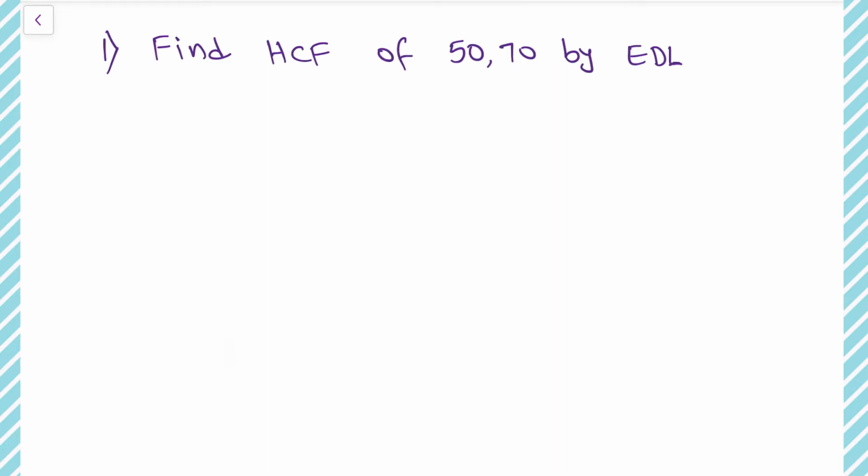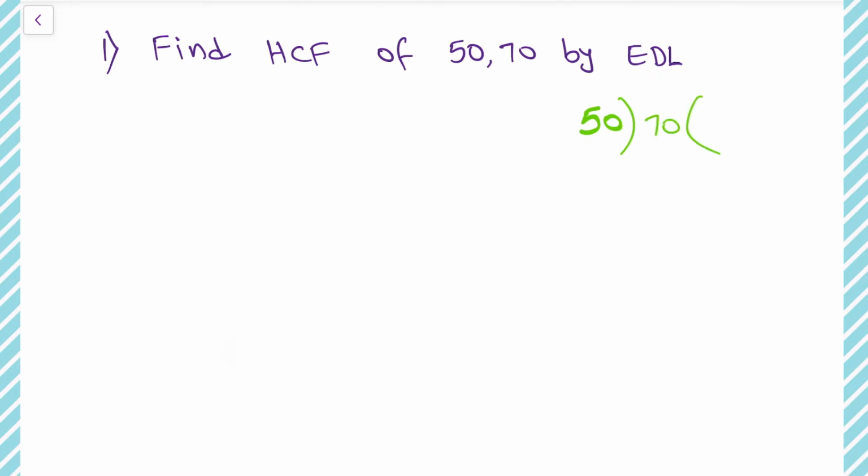Find HCF of 50 and 70 by EDL. EDL is nothing but Euclid's division lemma, or simply Euclid's division, or simply Euclid's algorithm. Whatever the name may be, it is the same concept. First, how do we do normal long division? Take the small number as the divisor and the bigger number as the dividend.